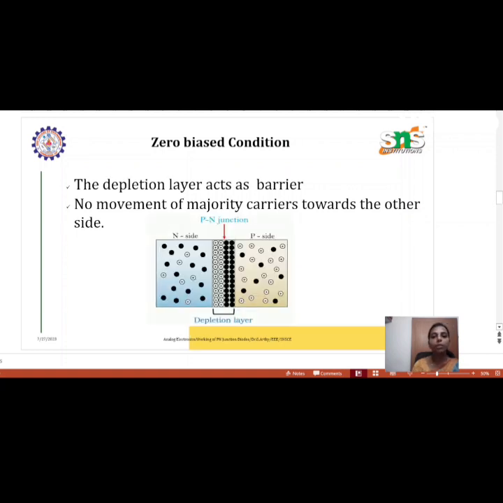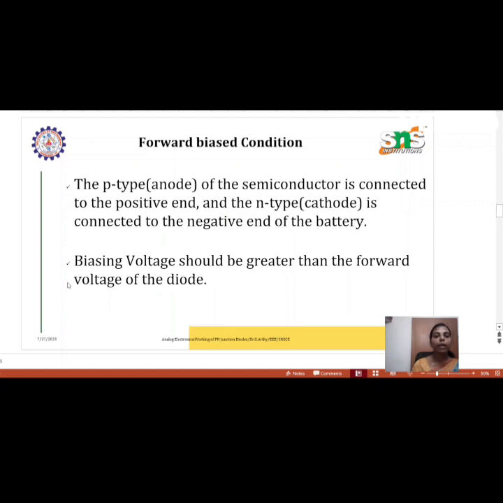This is how a zero bias condition looks. See here, P-type and N-type materials are there. When they are joined, a depletion region is formed wherein the majority carriers, holes and electrons, will accumulate at this point. They are neutral, and so no movement of electrons will be there between the junction. So in order to overcome this, we go for biasing.